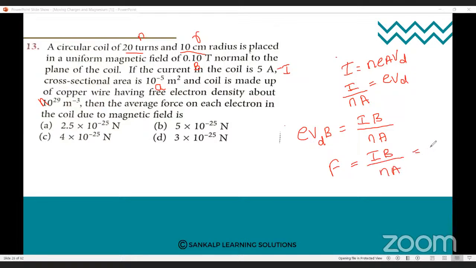So what is the I value? I value is 5 ampere. Then B value is 0.10 Tesla divided by n, that is 10 to the power of 29, the number density, into area. So area is 10 raised to minus 5. Option B. Yes. Option B is the correct answer.